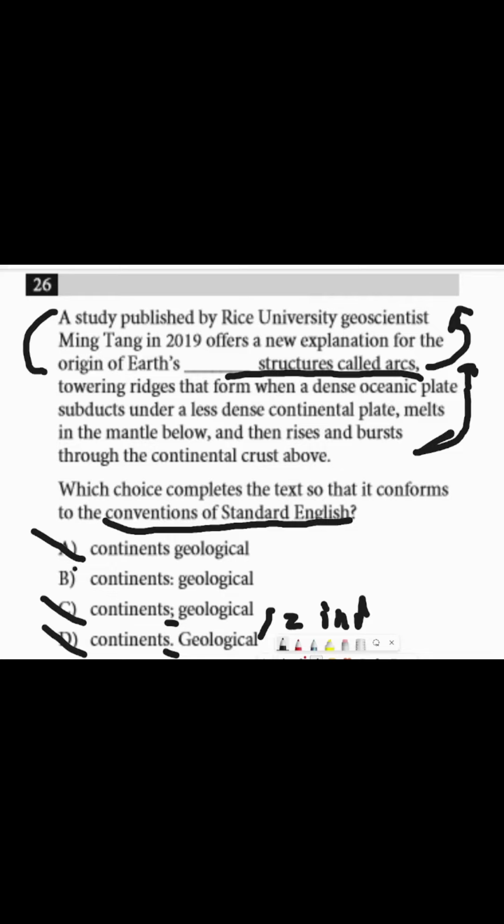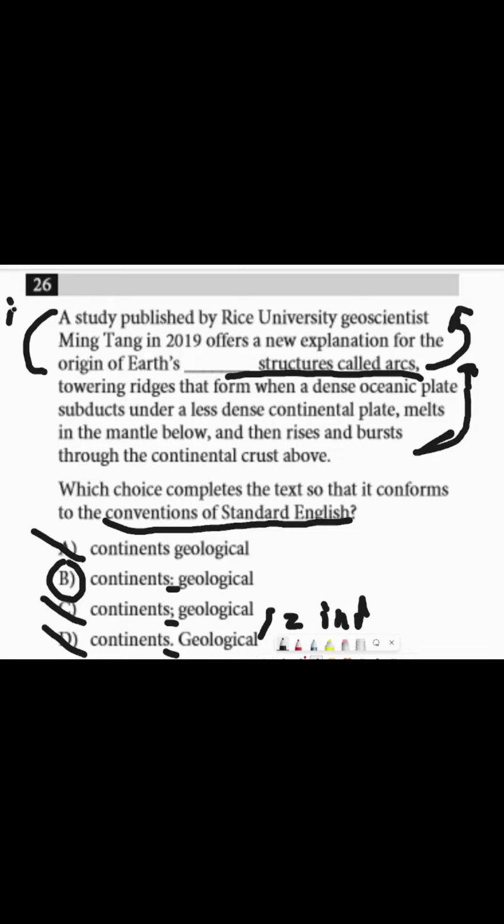So this leaves us with answer choice B. Now, you might be wondering why. Well, why B, right? Since it uses the colon. The colon is the MVP of this question right here. Why? Because Earth's continents is an independent clause.